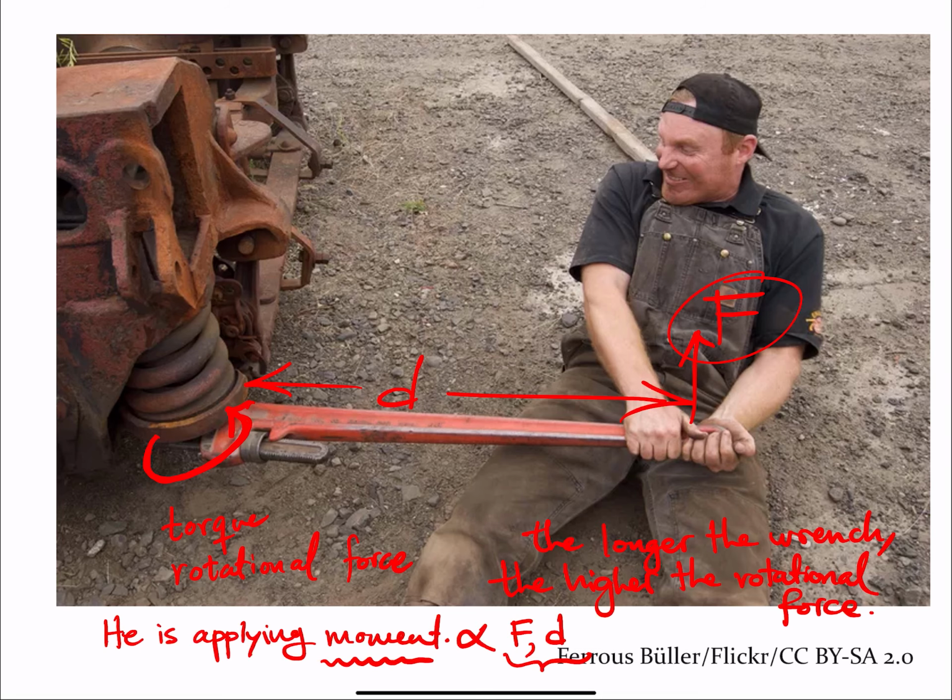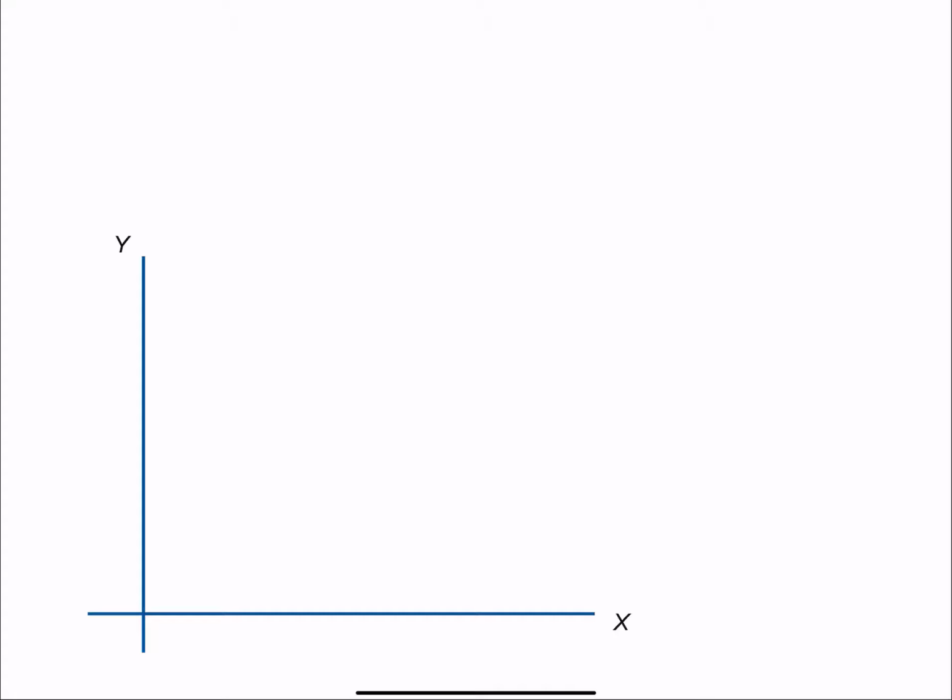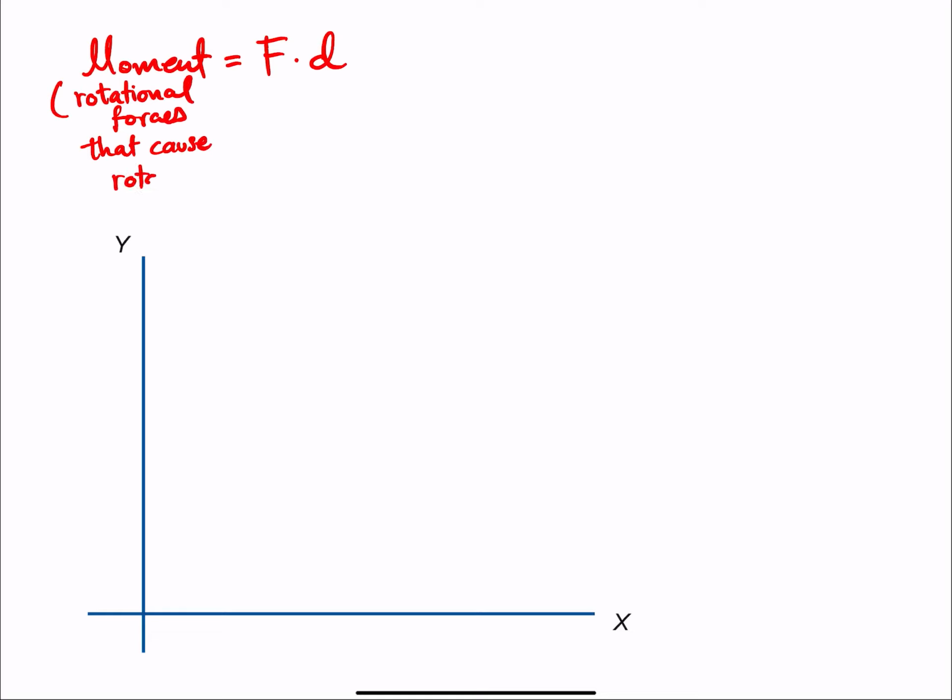So let's give a little bit less than a formal definition, but we will define in this topic: moment is equal to force times distance. That is the definition of a moment. Not any force and not any distance. So let's take a look at how moments, which are rotational forces that cause rotation, look.